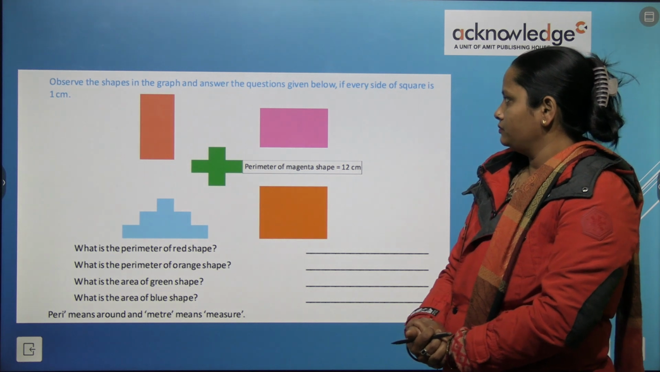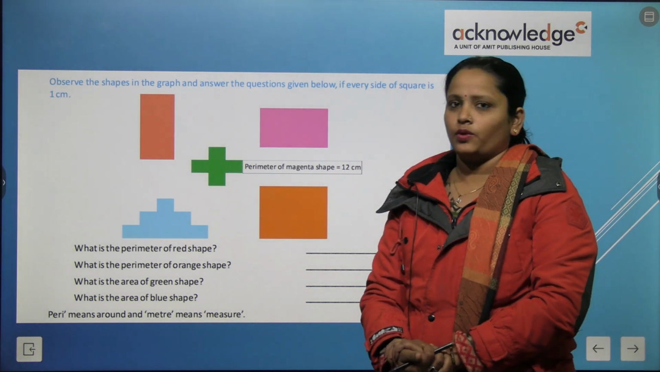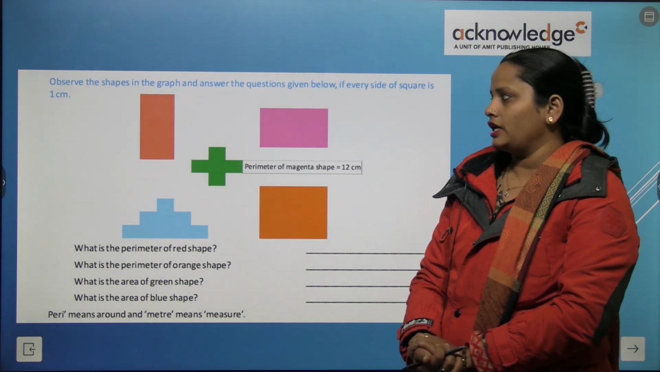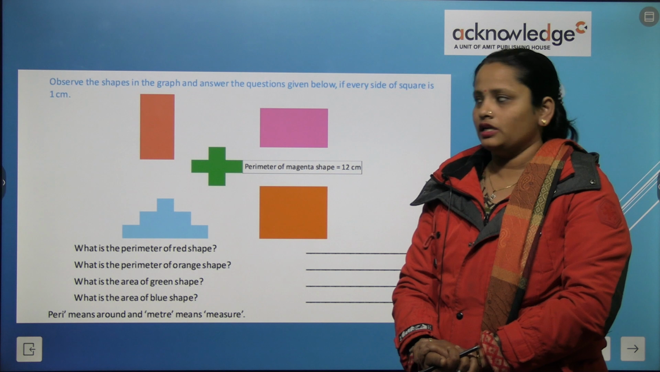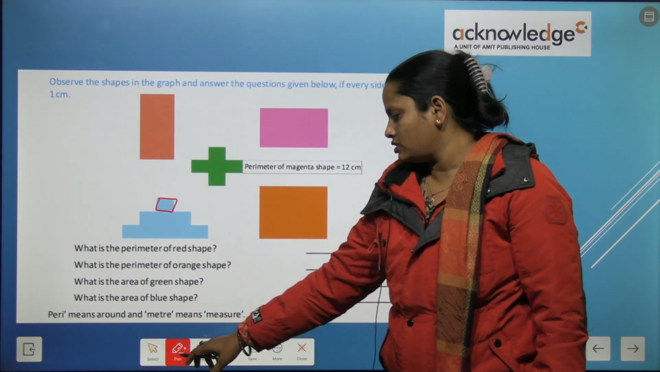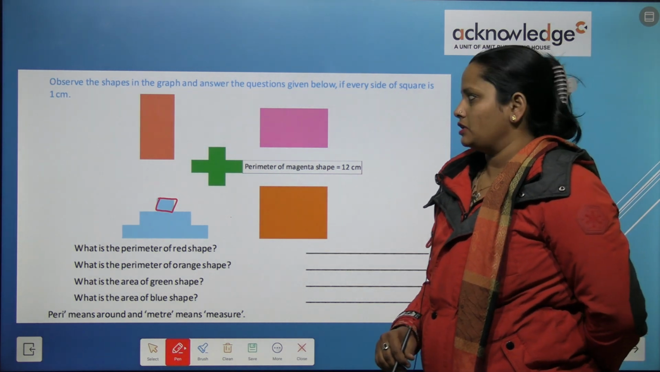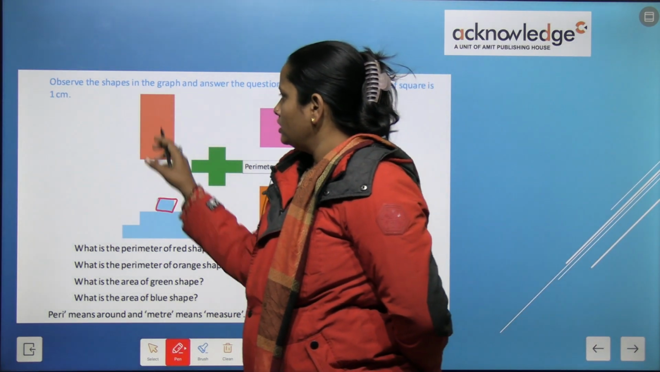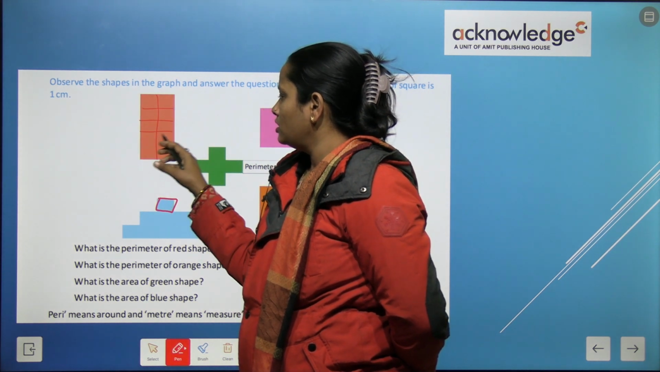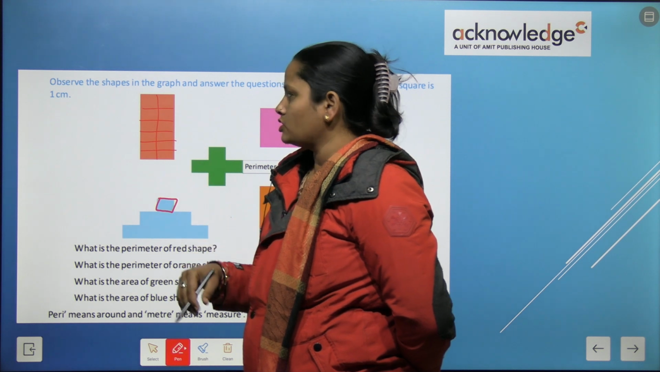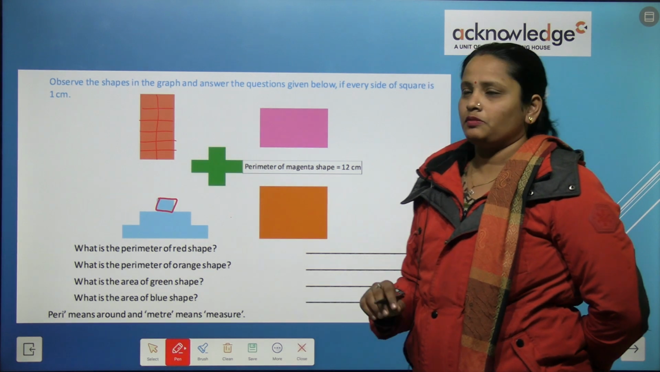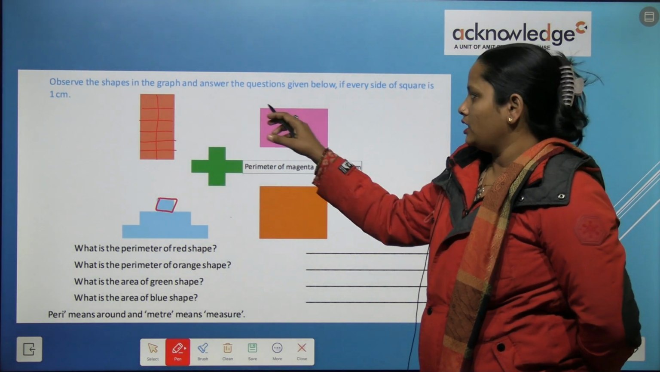If every side of square is 1 centimeter, means अगर एक square बन रहा है तो उसका हर एक side 1 centimeter का है, then what will be the answer? So these are the squares that we can see in front of us. What is the perimeter of the red shape? So these are the shapes of the squares. How many squares are there? You have to count them and then you have to tell the perimeter. What is perimeter? Perimeter is the total area surrounded.